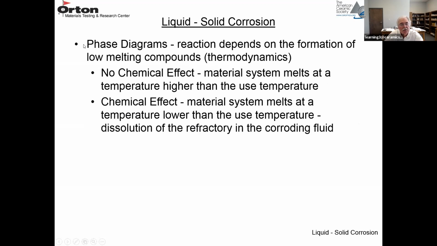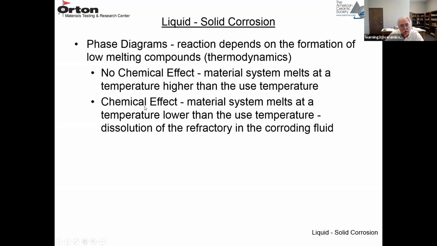So when we're talking about corrosion and we're looking at phase diagrams, we want to look at reactions that form low melting compounds. The low melting compounds are just going to give rise to corrosion. So if there's no chemical effect, you have a material system that melts at a higher temperature than the use temperature. So whatever process you have with the refractory in contact with the fluid, if the system melts at a higher temperature than whatever temperature you're running your reaction at, you're not going to have a chemical effect.